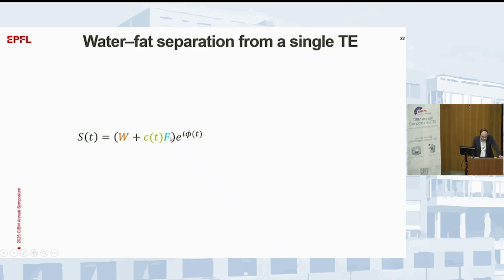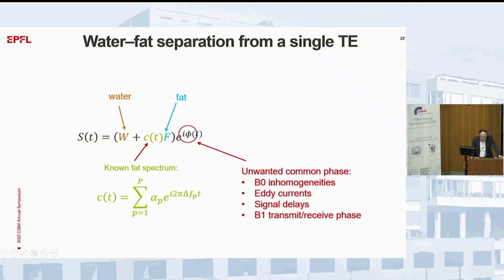We have a water part and a fat part, and some type of phase, and a chemical shift introduced by the presence of fat. So we have the water and fat signal. The signal for a given echo time, if we know the fat spectrum, which is easy to calibrate, is actually known. In addition, we have an unwanted common phase. This phase carries B0 inhomogeneities, eddy currents, signal delays, and B1 transmit and receive phase. So we have one signal, one complex MR number, and three unknowns: water, fat, and this background phase. So of course we have a problem that has multiple solutions.